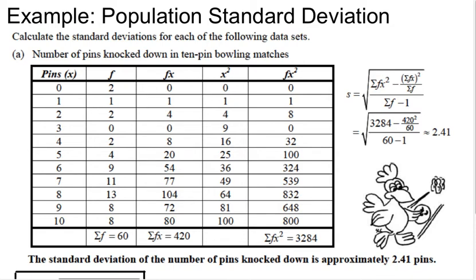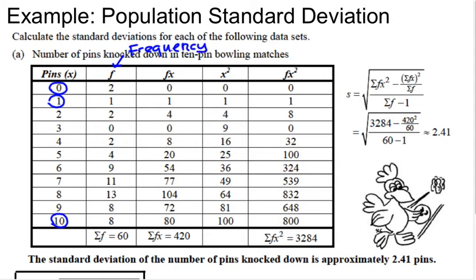So the example is you're going out to go bowling, and you want to find out the standard deviation of your 10-pin bowling. So you have your data set. If you knock down 0 pins, 1 pin, all the way up to 10 pins, okay? Then this column represents the frequency, how many times you did that.